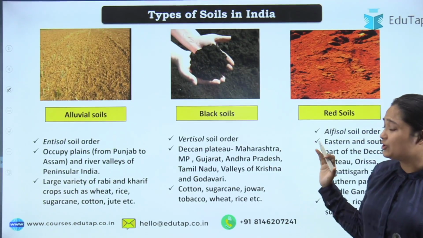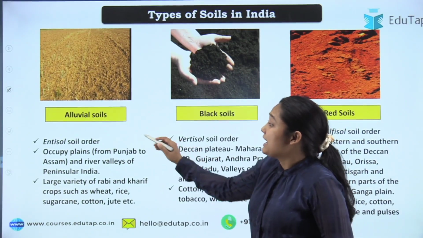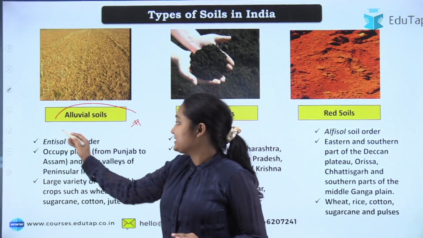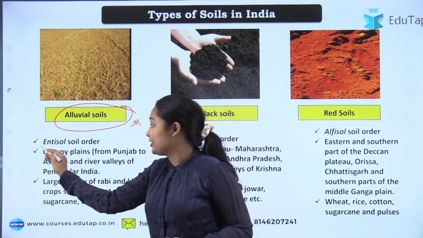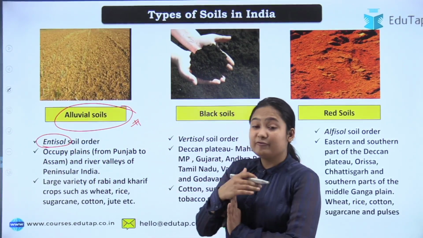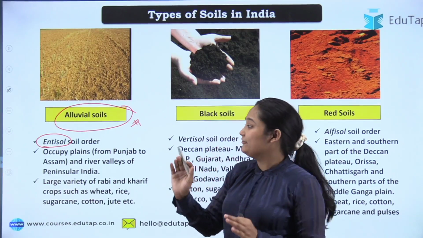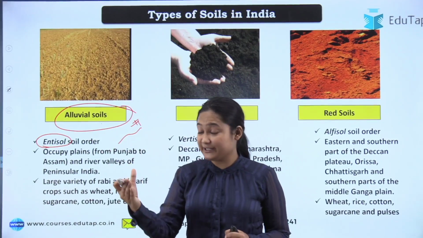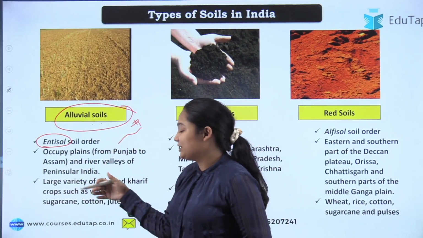Talking about alluvial soil, it covers the most area in India. It is the most commonly found soil, and it is made of the order entisol. Where is it found? It is found basically where rivers are found. This alluvial soil is carried by the river itself, so it will be found near where rivers are present.